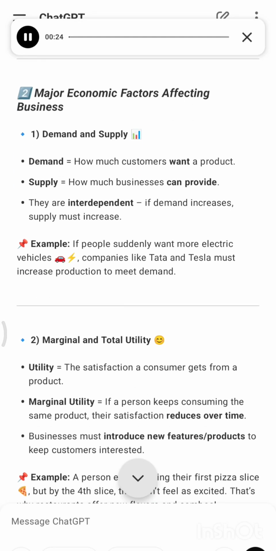1. Demand and supply. Demand equals how much customers want a product. Supply is how much businesses can provide. They are interdependent. If demand increases, supply must increase. Example, if people suddenly want more electric vehicles, companies like Tata and Tesla must increase production to meet demand.